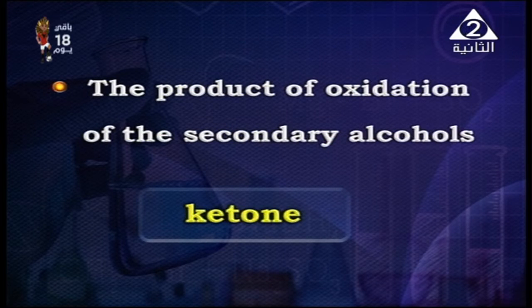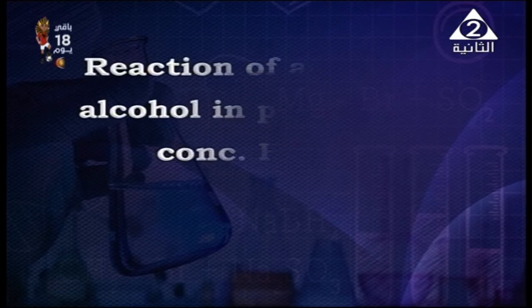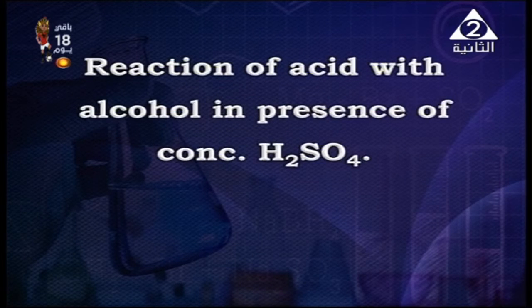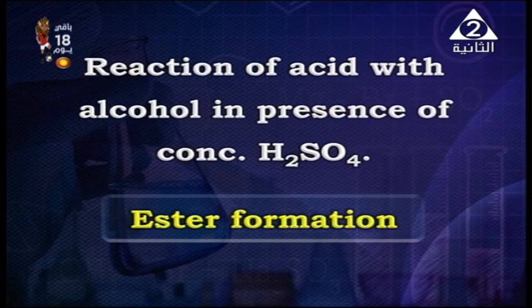My dear student, remember, oxidation of primary alcohol takes place in two steps, giving acid, while oxidation of secondary alcohol takes place via one step only, gives ketone. The reaction of acid with alcohol in the presence of concentrated sulfuric acid is called what? If you think about it, yes, it will be ester formation or esterification.